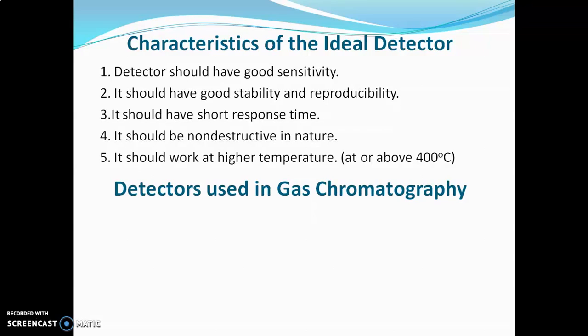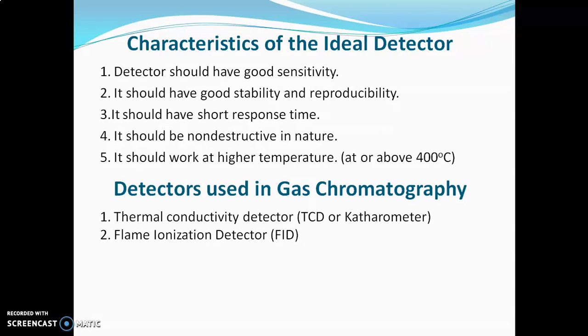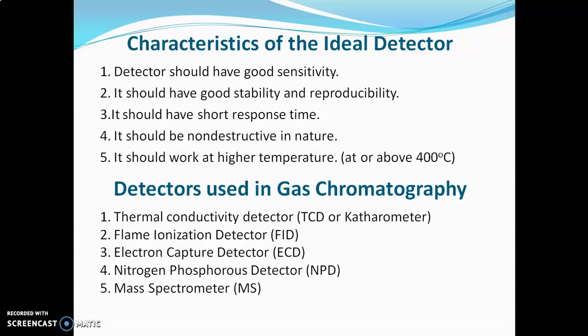Now we'll see different detectors used in gas chromatography. There are a number of detectors used in gas chromatography. A few detectors I am going to cover here. First detector is thermal conductivity detector, also known as TCD or Katharometer. Second is flame ionization detector, known as FID. Third detector is electron capture detector, ECD. These are the most commonly used detectors in gas chromatography. Fourth one is nitrogen phosphorus detector, NPD, and fifth one is mass spectrometer detector, that is MS.